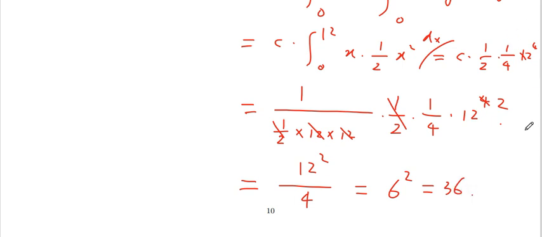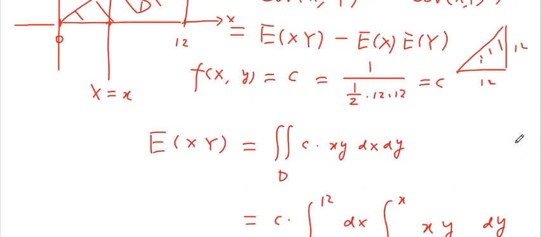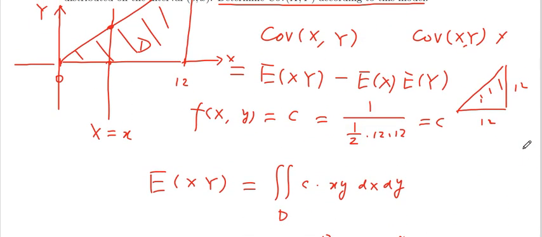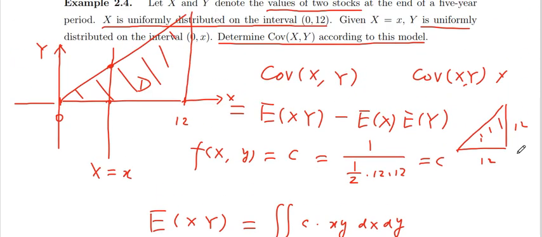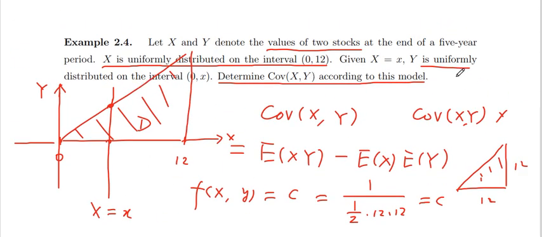Oh, we haven't finished. We need to find E[X] and E[Y] too, but in the same way. The key point for this problem is that for a given x, y is uniformly distributed from 0 to x. We can also say this is jointly uniformly distributed, uniformly distributed in a certain area.